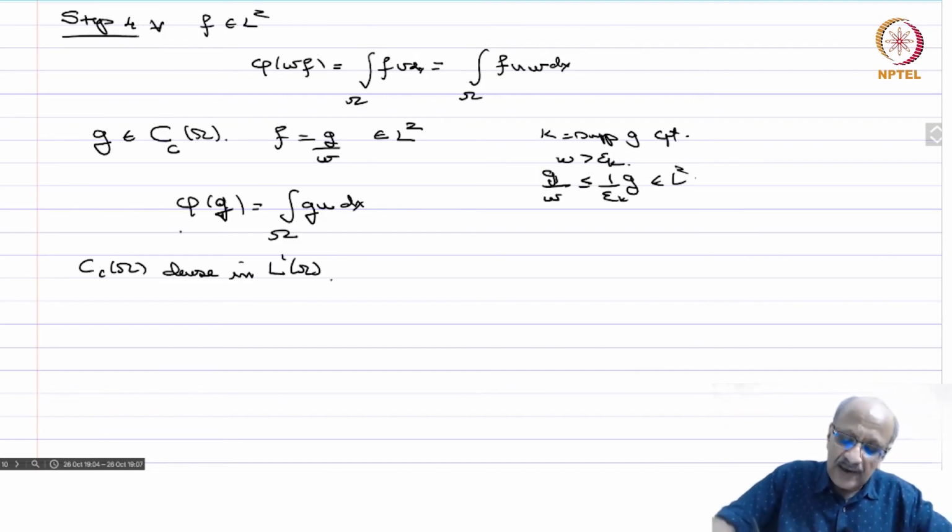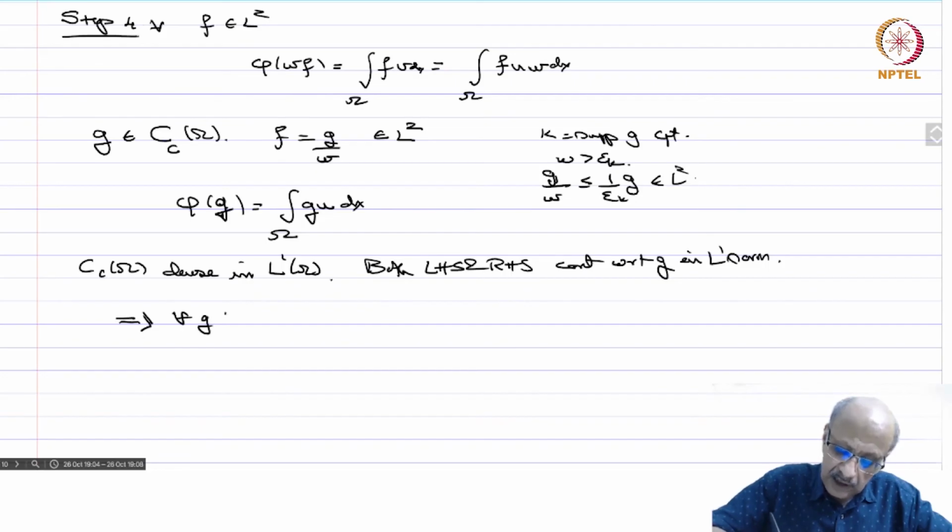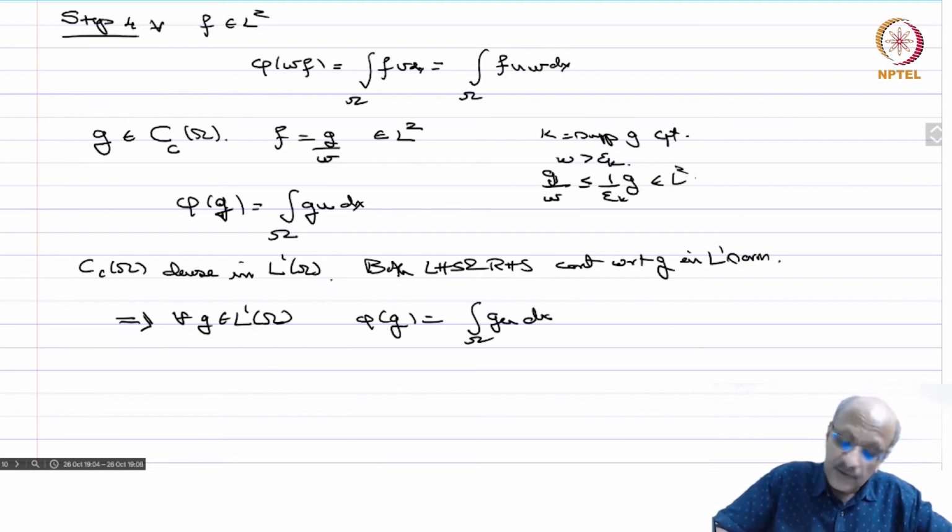And now we have that C_c of Omega is dense in L1 of Omega, and both the left hand side and right hand side are continuous with respect to g in the L1 norm. And therefore this implies that for all g in L1 of Omega, you have phi g equals integral over Omega of g u dx.